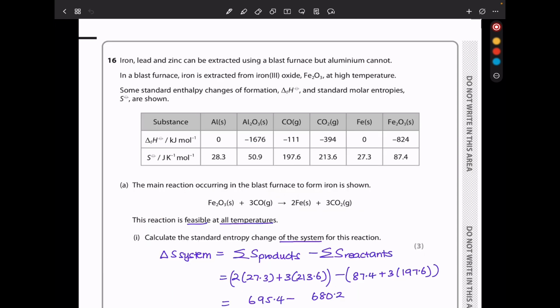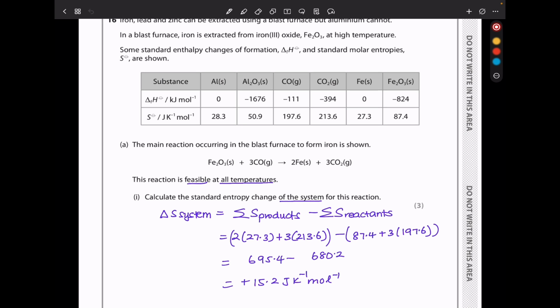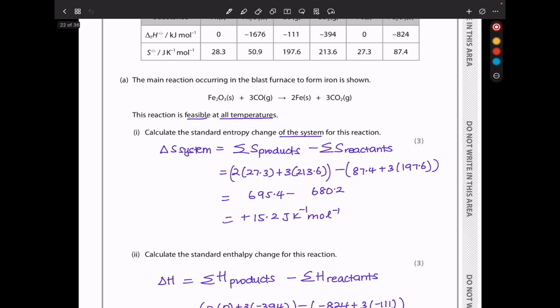In question 16, iron, lead, and zinc can be extracted using a blast furnace, but aluminium cannot. In the blast furnace, iron is extracted from iron-3 oxide at high temperature. Some standard enthalpy changes of formation and standard molar entropies are shown in the table. So in part A, they say the main reaction occurring in the blast furnace to form iron is shown. This reaction is feasible at all temperatures. Calculate the standard entropy change of the system for this reaction.